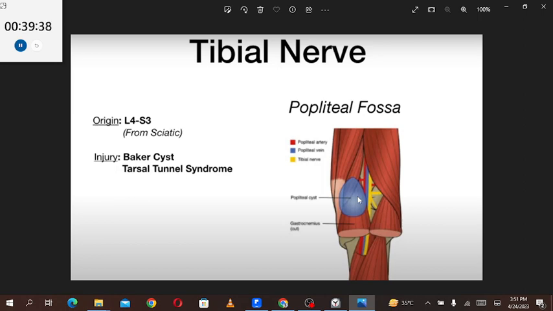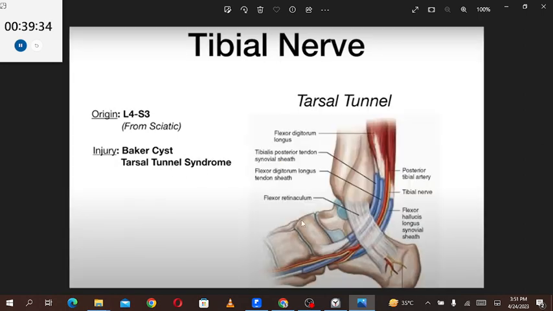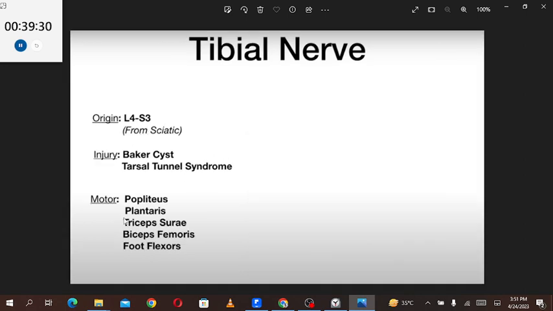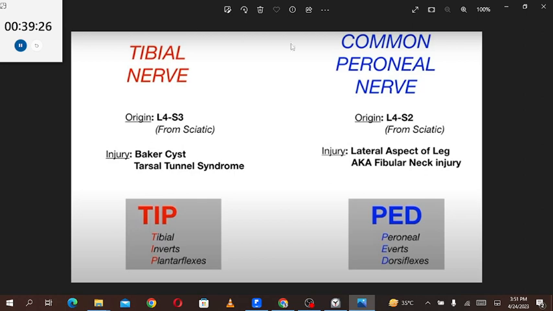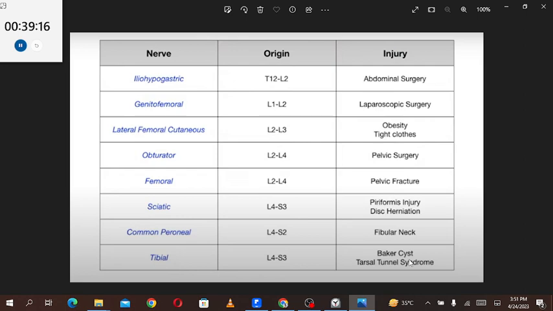And secondly, there is the proximal ligament, and the tarsal tunnel syndrome, which is the distal ligament, as you can see here. Then we have the muscles: popliteus, plantaris, triceps surae, biceps femoris, and plexus. This is the first mnemonic. The tibial nerve is supplied with the TIP: tibial inversion plantar flexion, and common peroneal extends, everts and dorsiflexes. Okay, we'll see that at the end.